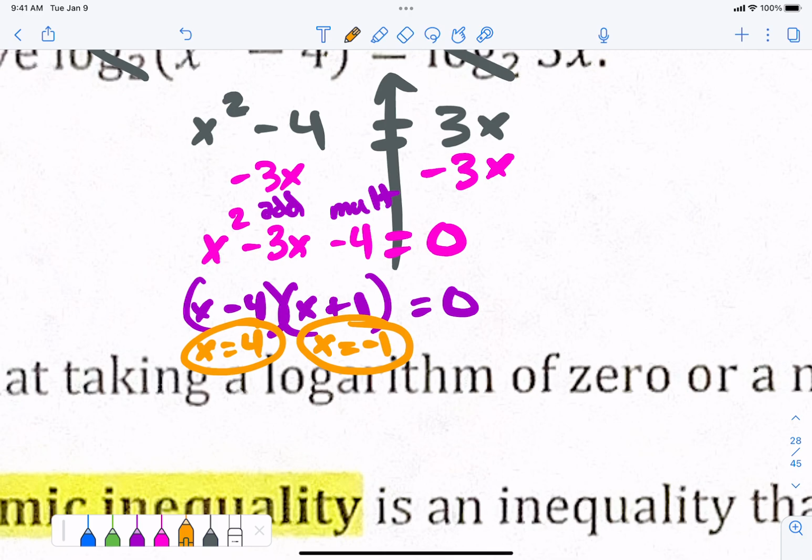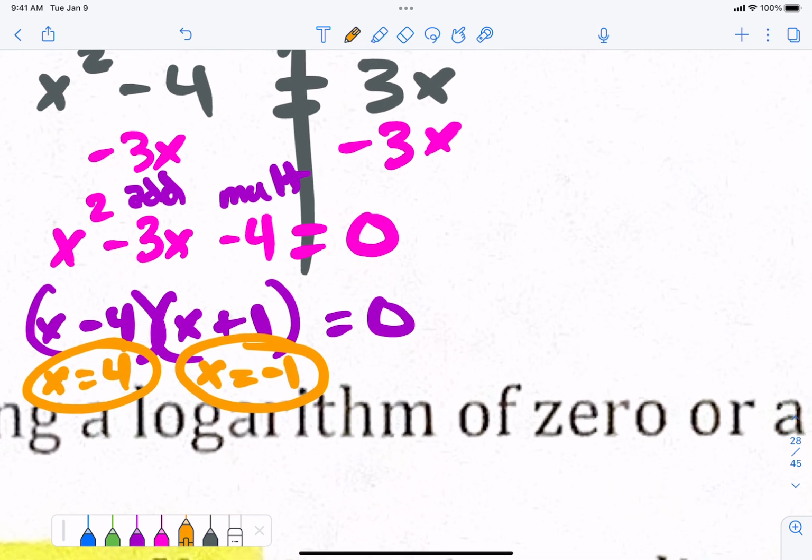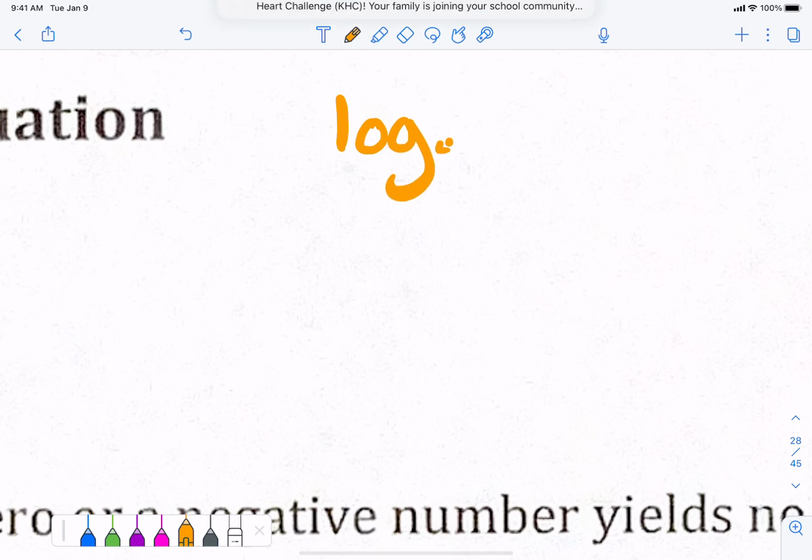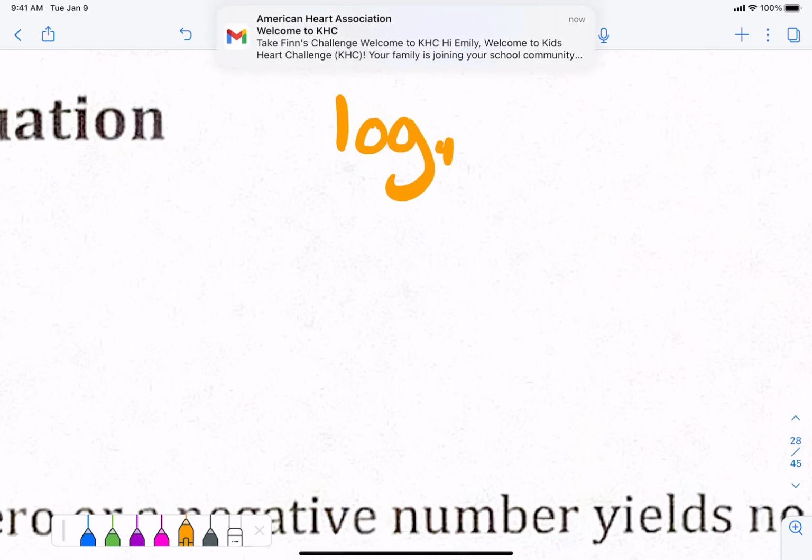Kind of. Are you ready for this one? Here's the deal. Here's the trick. This is the one extra thing that you got to worry about today. Okay, ready? The deal is, if you're taking, let's say log base any number, let's say log base 4 of 0.